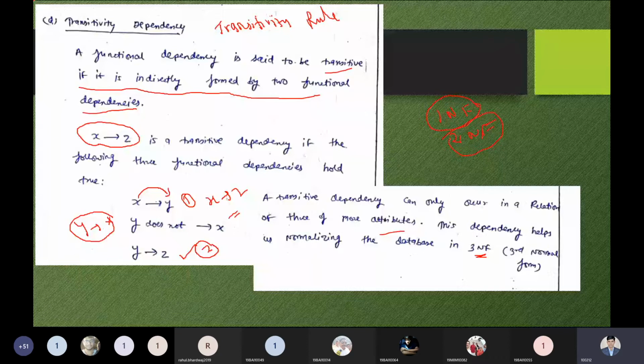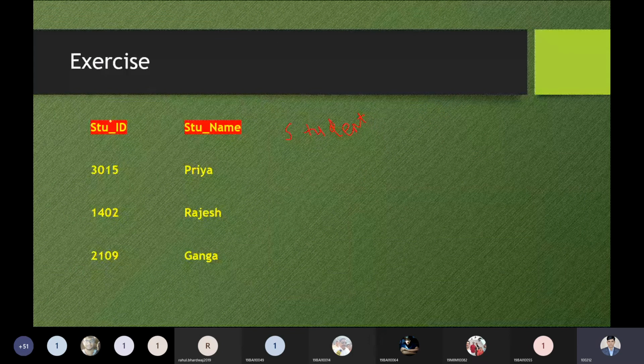So I'm just sharing one exercise over here. We have a relation, and that relation is known as the student. Here I am sharing only a few pieces of information, as you can see on the slide. That is a student relation. The attributes are student ID and student name. The student IDs have values 3015, 1402 and 2109, and the student names are Priya, Rajesh and Ganga.